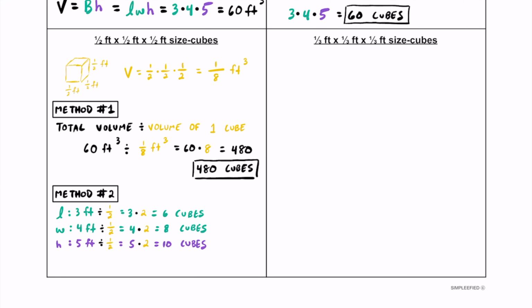Now to figure out the total number of cubes here, we have 6 going across the length multiplied by 8 going across the width. So 6 times 8 is 48 across the bottom, and we're going to have 10 layers of this. So 48 times 10 should get us this 480. And this should match what we found earlier as well. So it's just another method to get the same answer.